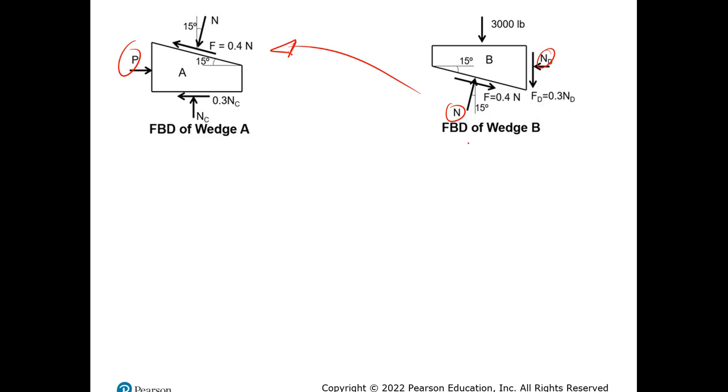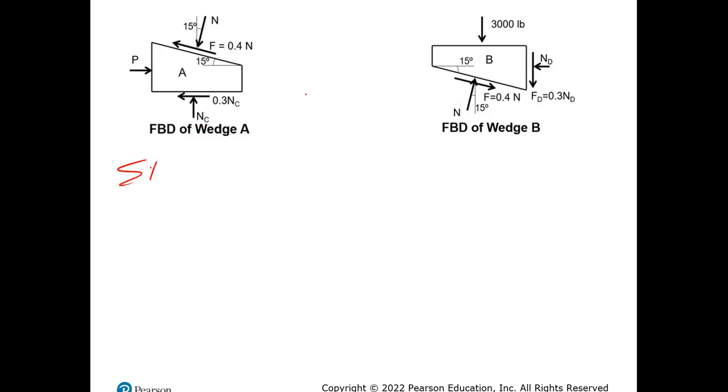So we have possible equations as sum of forces in the X, sum of forces in the Y. If we have two unknowns, we can solve the system. Whereas in this one, we have NC, we have normal, and we have P, and we only have two equations. So that's why we're going with B first.